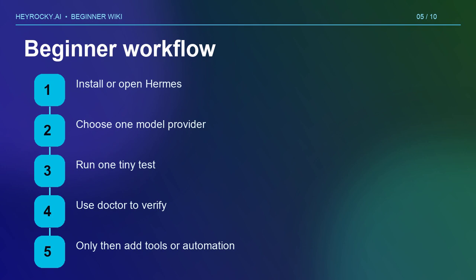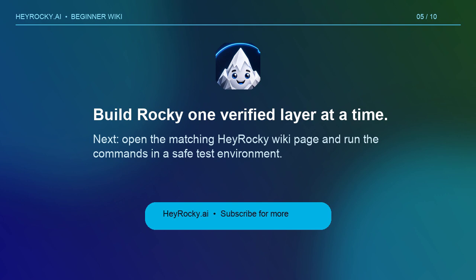The privacy rule is simple. Never paste API keys into a normal conversation. Put credentials in Hermes auth or .env. Verify with a tiny test and only then use Rocky for real tasks.